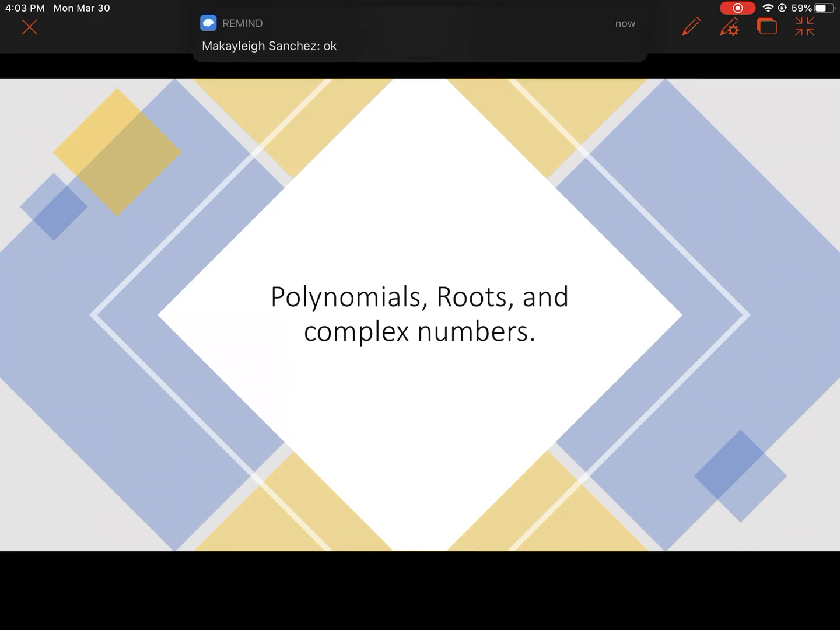Okay, so, polynomials, roots, and complex numbers. We're going to start to be looking at polynomials, which is just functions, which you guys are actually pretty familiar with already, just not with as many terms. Roots are just the solutions to those polynomials, and complex numbers is part of what we're going to be looking at the beginning.